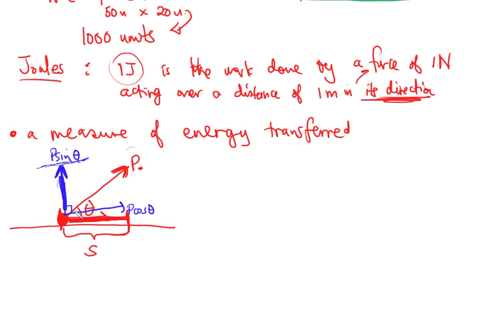But P cos theta is in the horizontal direction, the direction that this object is moving in. So the component that is actually doing work is P cos theta. So work done on that object is equal to P cos theta times S. That is the work done on this object.